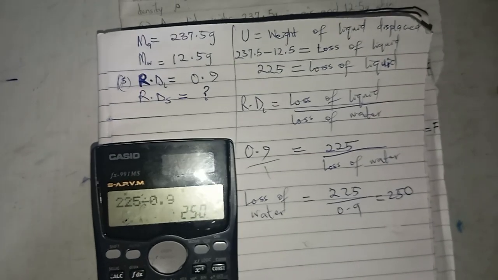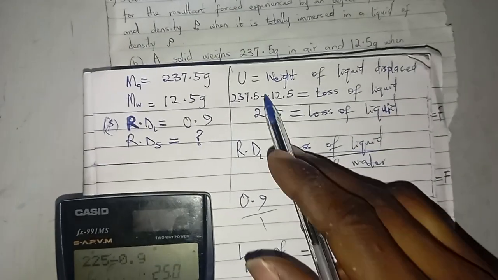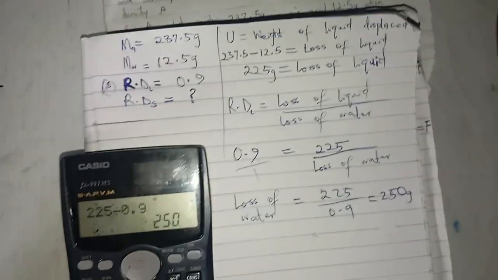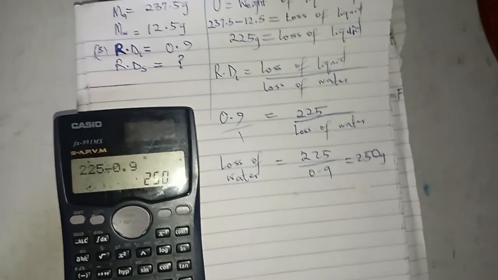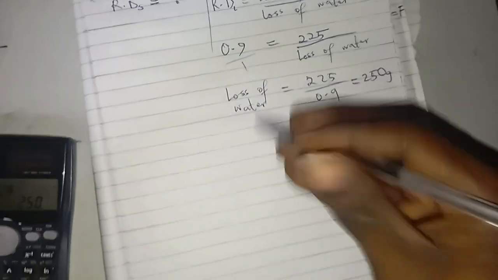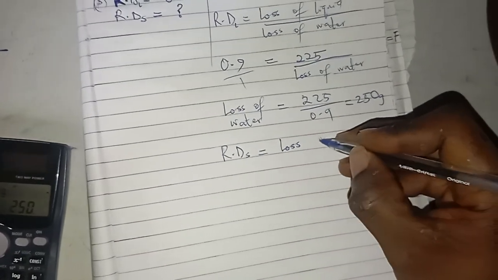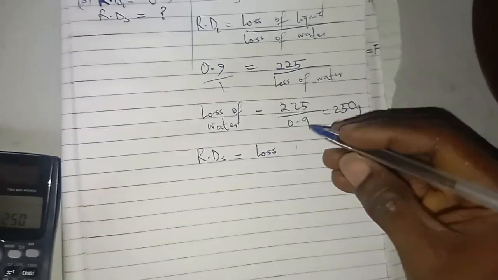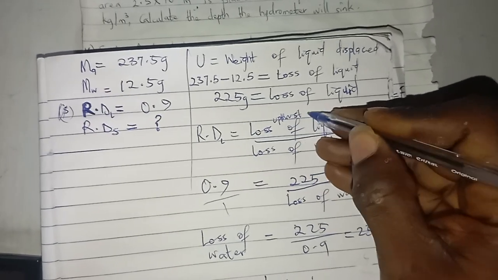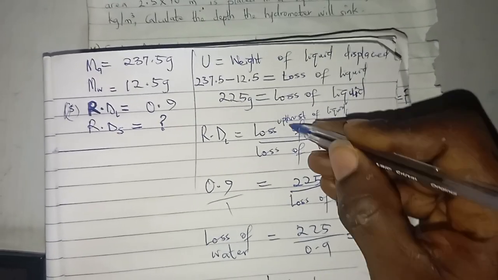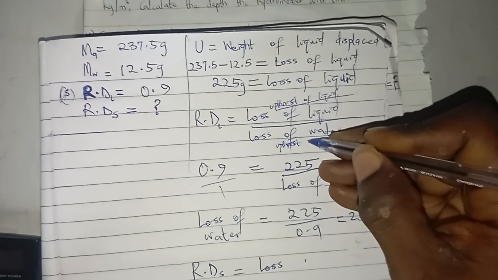So 250. And notice that this is going to be in gram, because the one I have here is in gram. So this is loss of water in gram, the amount of water lost in gram. So if I know this, to find the relative density of the solid will simply be relative density of solid equals loss of liquid. Another name for this loss of liquid is the same thing as saying upthrust of liquid over upthrust of water.